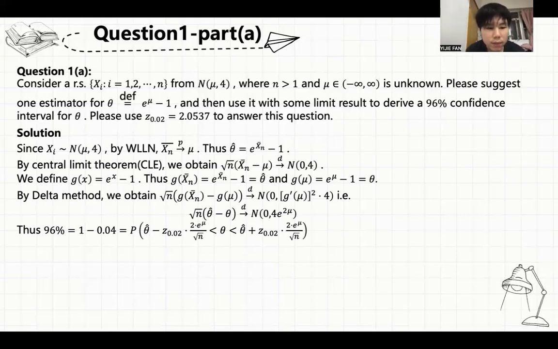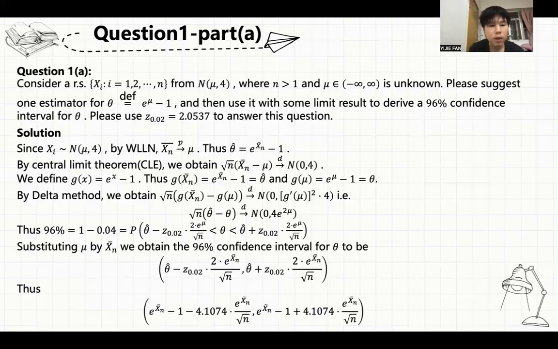96%, which is equal to 1 minus 0.04, is equal to the probability of theta located in an interval from theta hat minus z_0.02 times 2 times mu power to e over square root of n, to theta hat plus z_0.02 times 2 times mu power to e over square root of n. Okay, and finally we substitute mu by Xn bar.